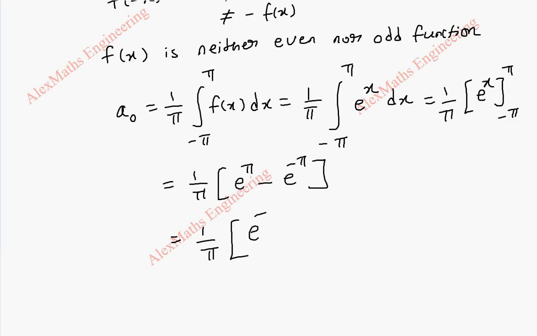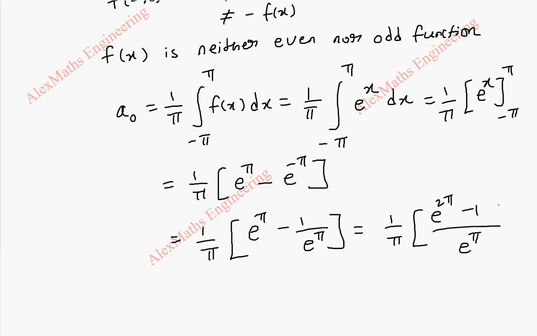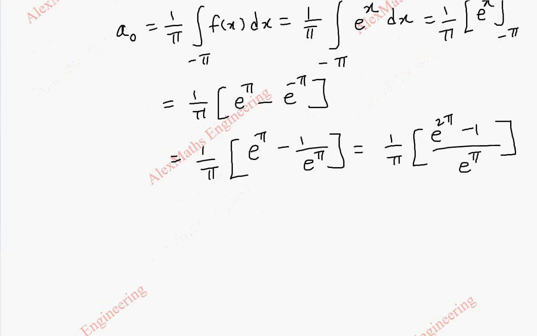e power pi is kept as it is, but this is written as 1 by e power pi. Then by taking LCM, e power pi is the LCM, and here it is e power 2 pi minus 1. So finally we got a naught, which is e power 2 pi minus 1 by pi e power pi.